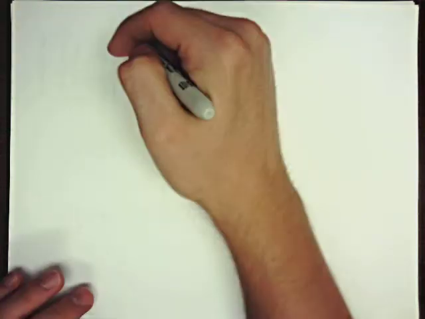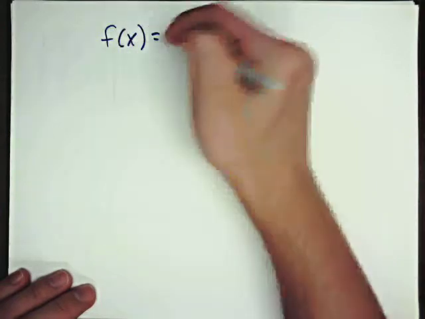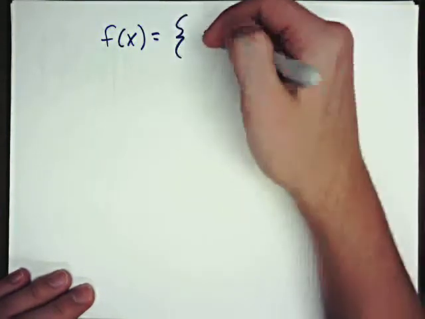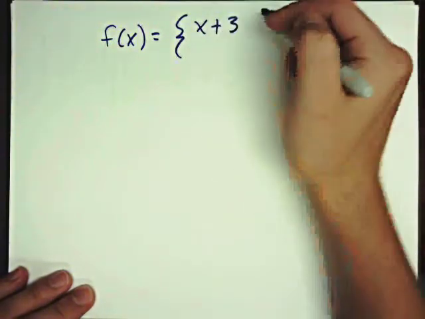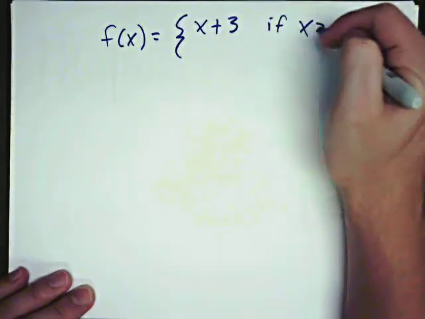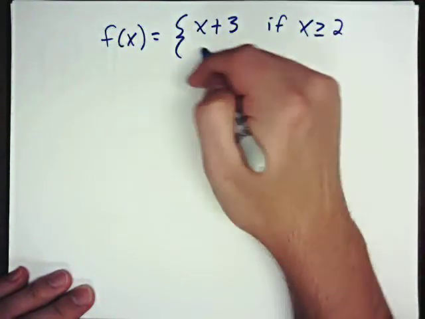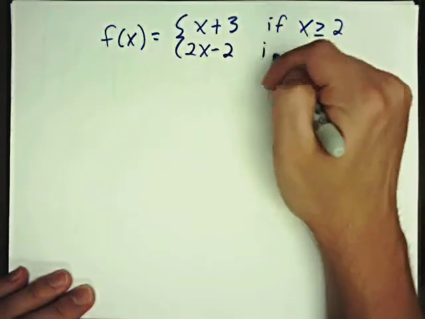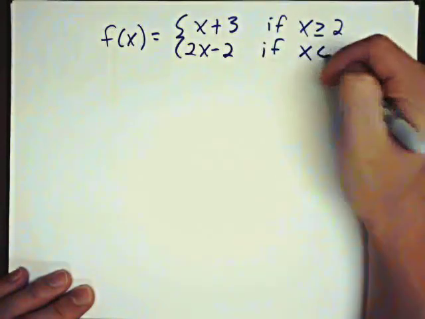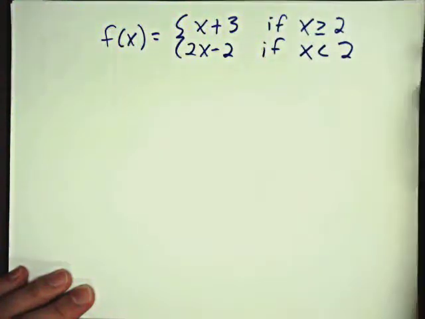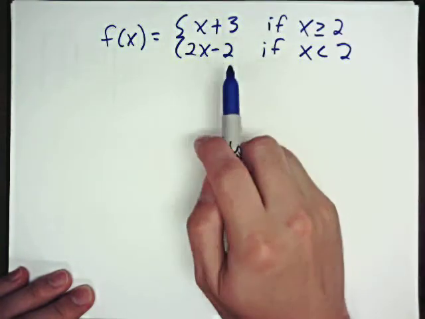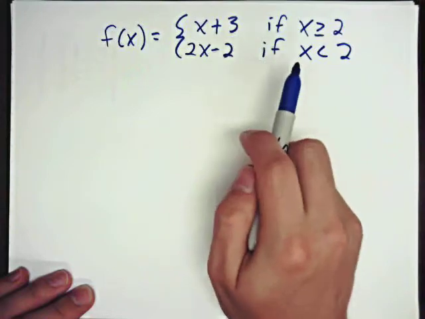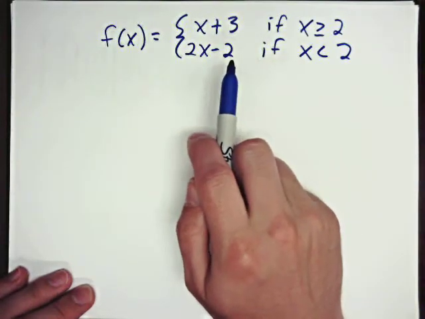So example 4, we're going to consider the piecewise function f of x equals, okay, our curly bracket is just to indicate that these two are to be considered together, x plus 3 if x is greater than or equal to 2, 2x minus 2 if x is less than 2. Okay, so what this means is if you have an x value that is greater than or equal to 2, you'll be using this top equation. If you have an x value that is less than 2, you'll be using this bottom equation.